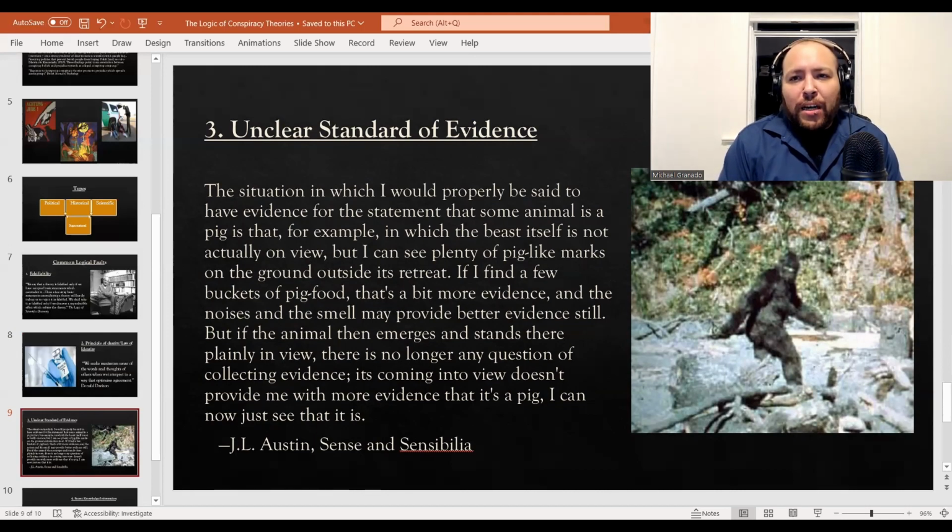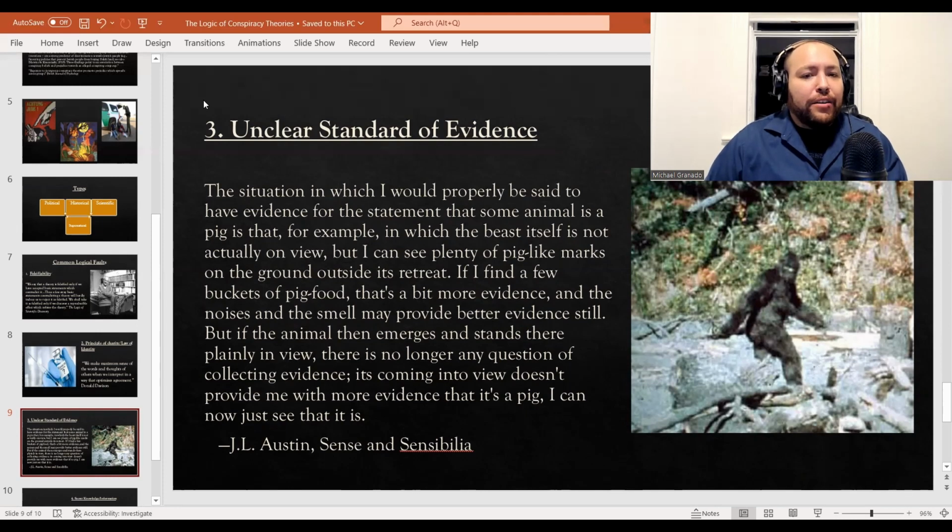So we have a kind of, I won't say a silly example, but a pretty straightforward example of Bigfoot. What sort of evidence would it take, in order for you to believe that Bigfoot exists? We have a nice little quote here related to this point by J.L. Austin.